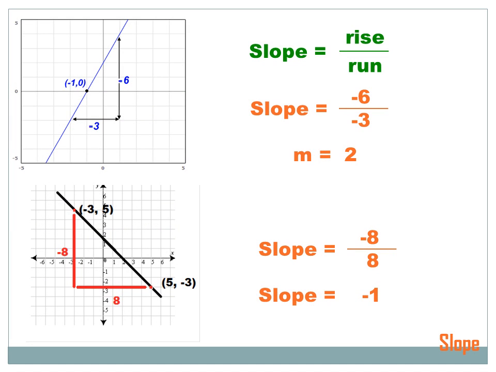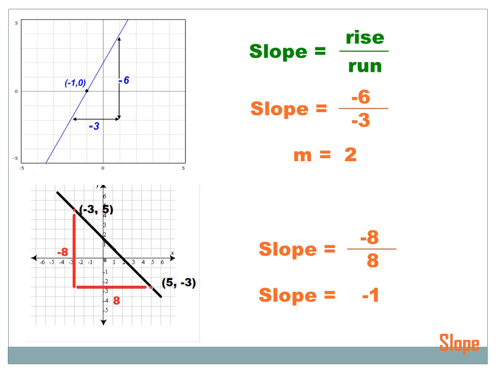Well, we could also determine the slope of a line that was on a coordinate plane. And we do it pretty much the same way we just calculated the slope of that hill. The formula is slope equals rise over run, and rise is up and down, and run is left and right.